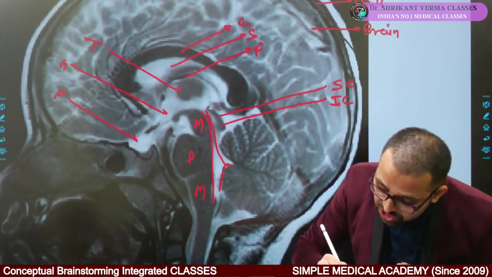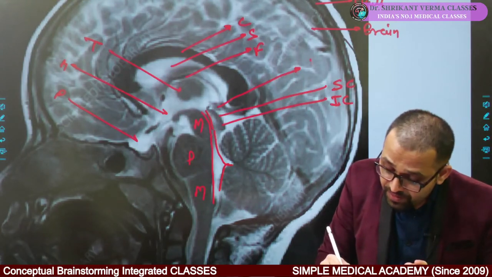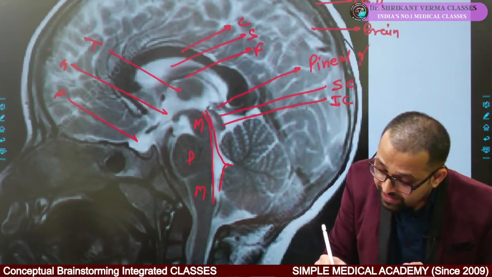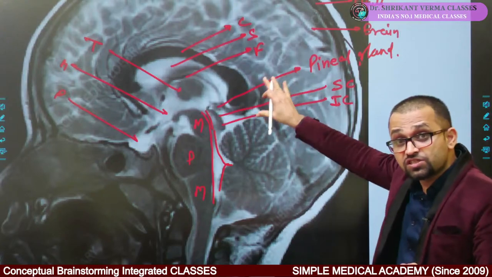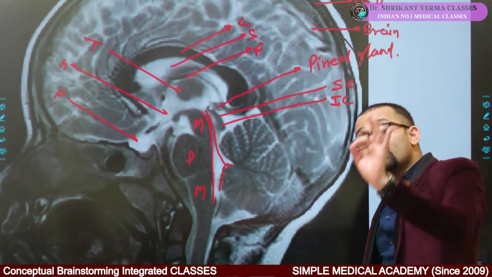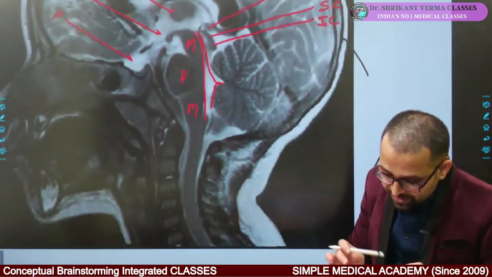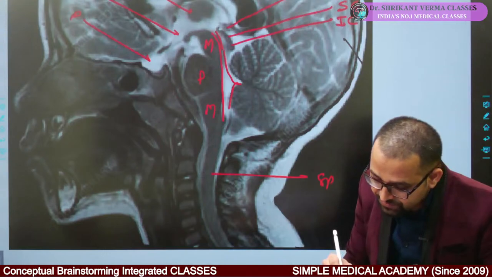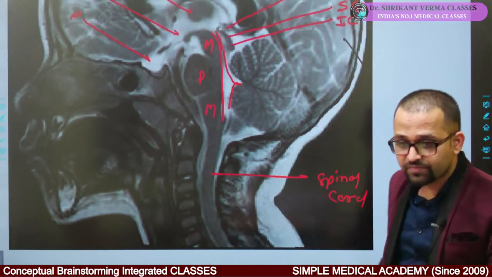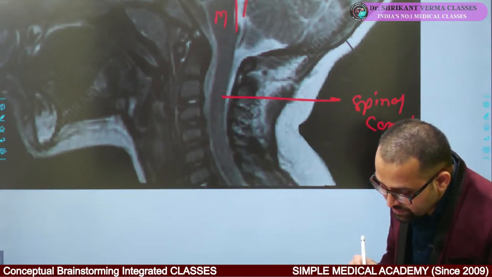And can you tell me this black colored shadow? This is our third eye of Lord Shiva. Yes, pineal gland. Are you getting so complicated structures in the radiology? You can easily identify them if you have the proper concept from the anatomy. Okay, now see here, this medulla is continuing as the spinal cord.